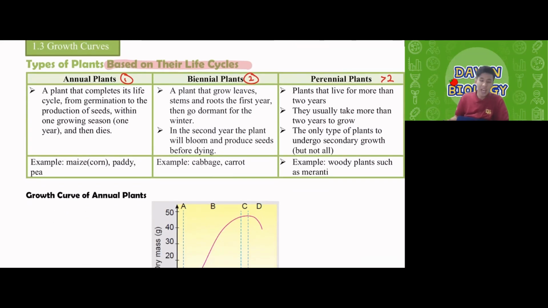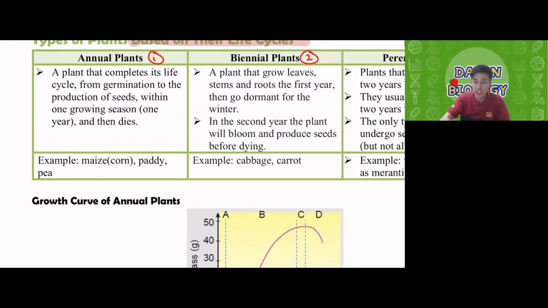So the examples, annual plants, usually their shape is like that, whereby the most common examples are corn and paddy. Other than that, you have pea. Yeah, you know what I'm saying, right? This shape in your plant, like a wheat shape like that. Other than that, you have pea and watermelon, green pea, and watermelon.